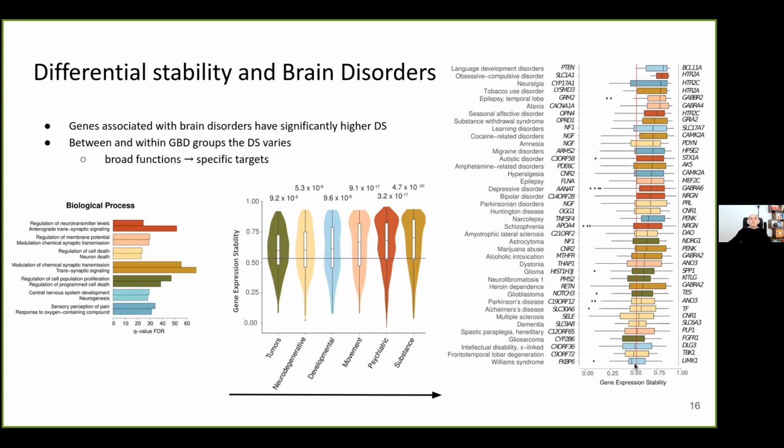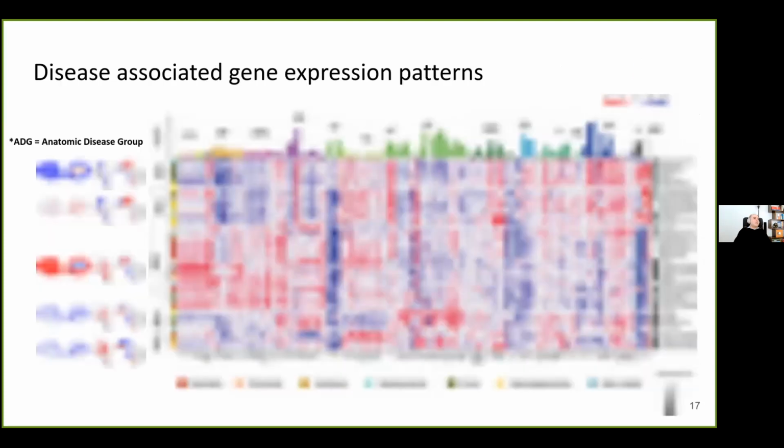We can also see it at the individual disorders level, with a lot of neurodegenerative and brain tumor disorders showing genes with really low stability, but each disease also has a spectrum within itself, with genes with high and low expression stability.